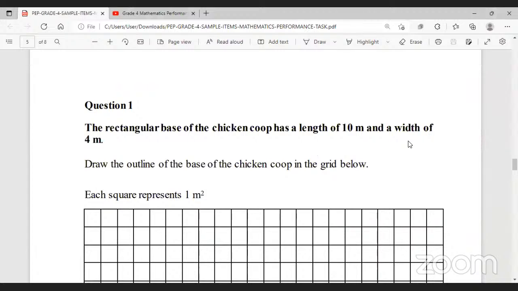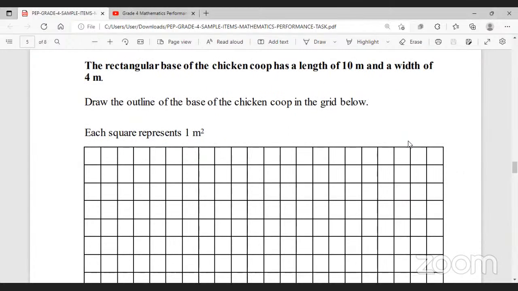Question 1 is, the rectangular base of the chicken coop has a length of 10 meters and a width of 4 meters. Draw the outline of the base of the chicken coop on the grid below. Each square represents 1 meter square. So from here to here is 1 meter. The length of each of these small squares is 1 meter, and the width is 1 meter. To find the area, we multiply 1 meter times 1 meter, and therefore the area of this square is 1 meter square.